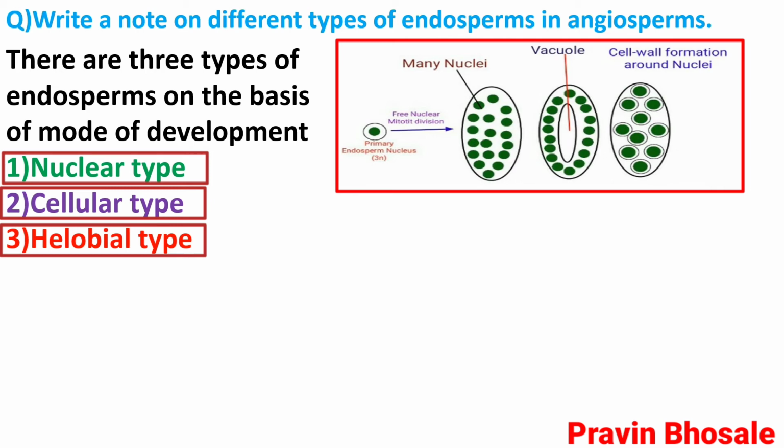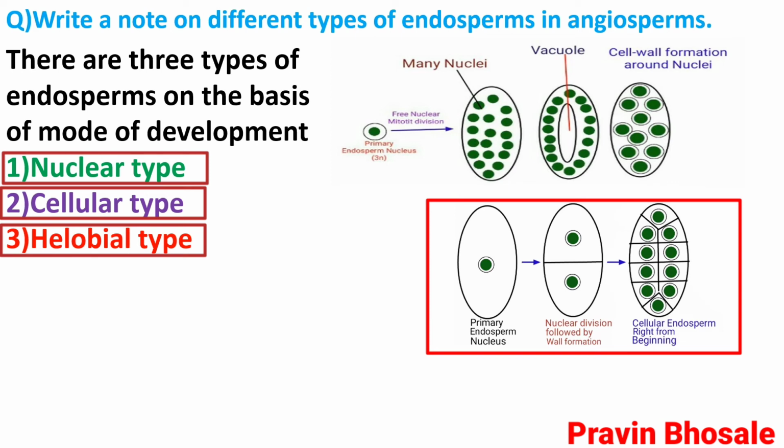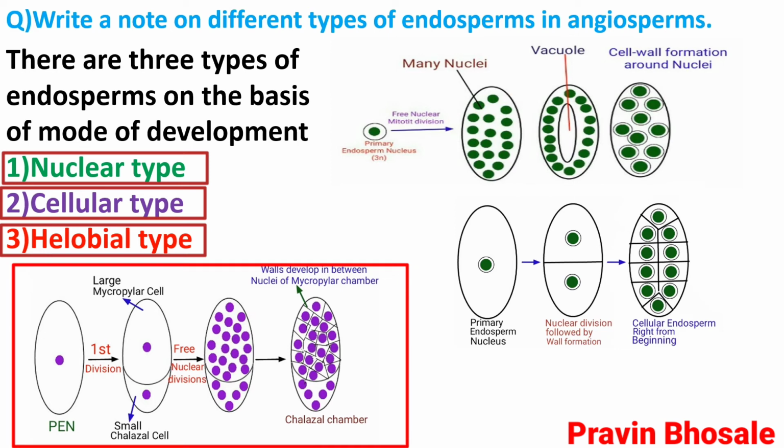Then a vacuole develops in the center, which pushes the nuclei towards the periphery, and in the end, the nuclei are accompanied by cell wall formation. So this is nuclear type. This is cellular type. Every cell divides to form two cells. Here there is nuclear division as well as cytokinesis, meaning nuclear division and cell wall formation take place at the same time. And this is helobial type.